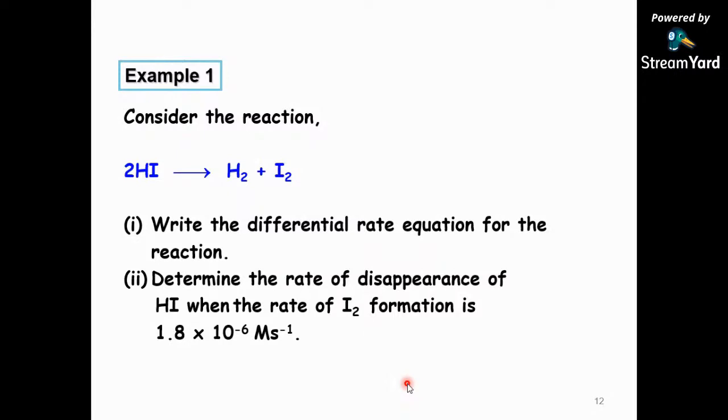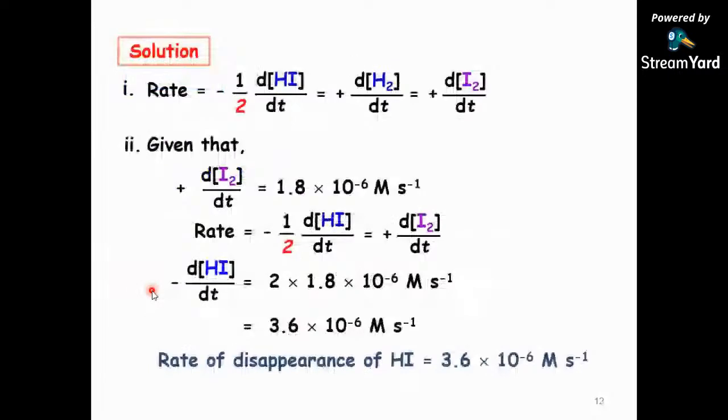I won't discuss in detail. I just give you the idea of what you should learn in this chapter. So first, write the differential equation that I explained just now. Now part two, calculation. The answer is given, so you go through by yourself. I think this one should be no problem.